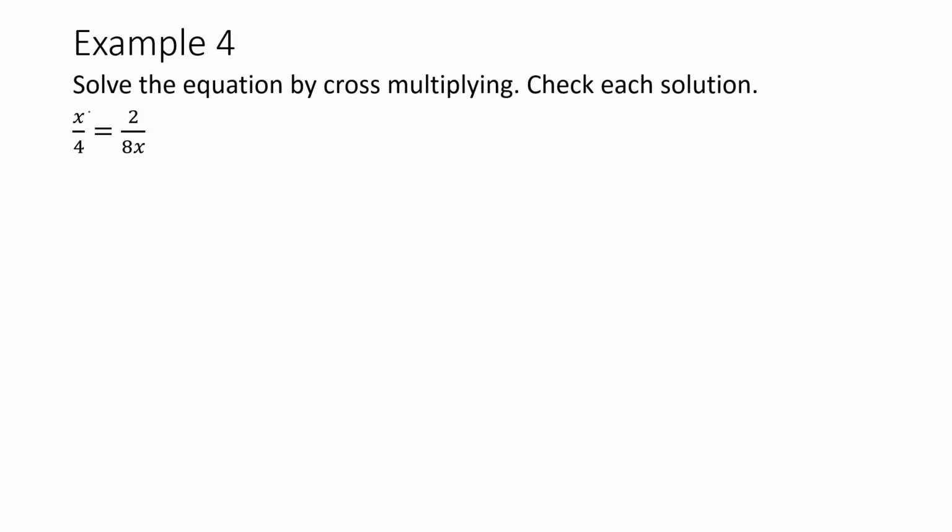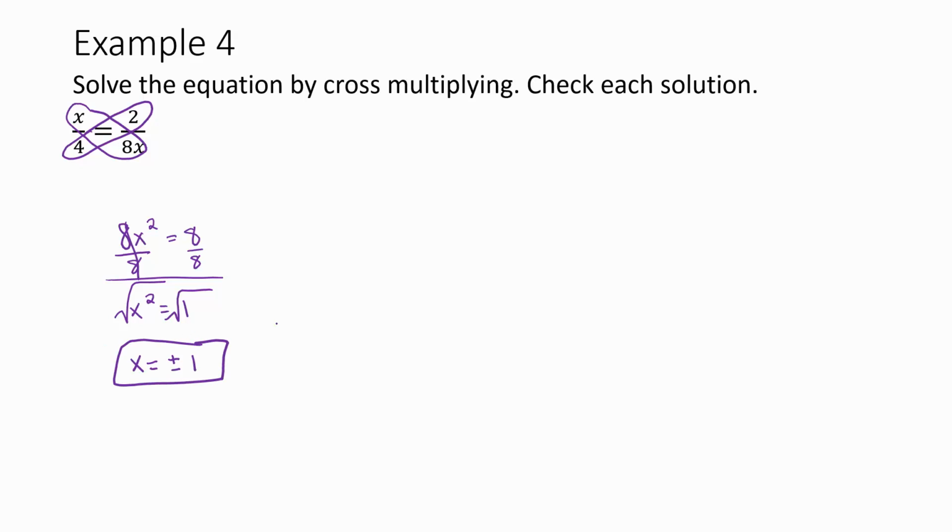Alright, so we're cross-multiplying, so we're going to do x times 8x equals 4 times 2. So 8x squared equals 8. This is a pretty easy equation to solve since there's not an extra x term. We can just solve for x squared, and then square root both sides. Remember that we have two answers because it's a quadratic equation, and so it's positive and negative 1.